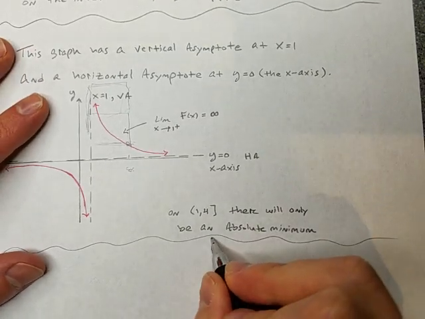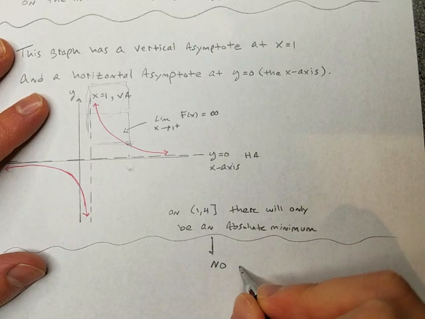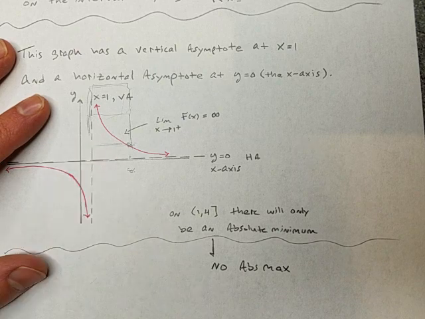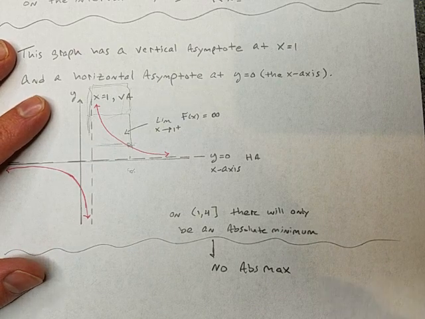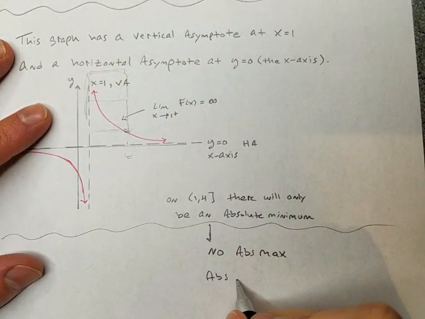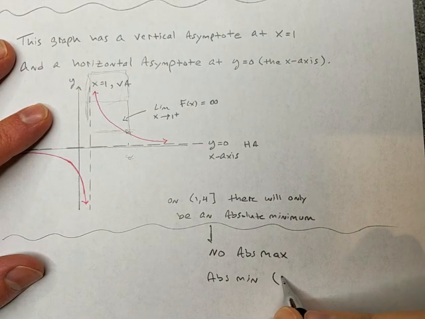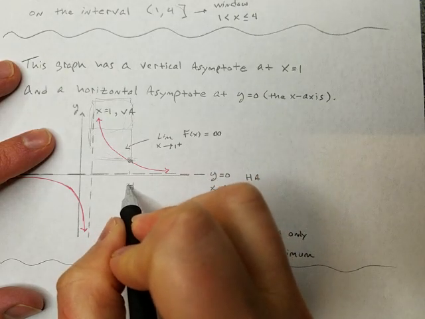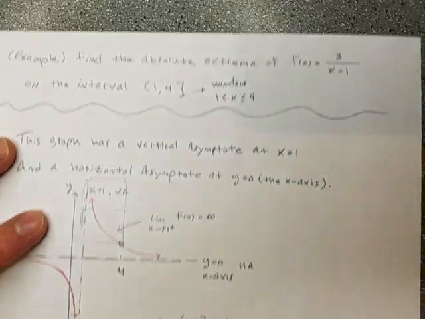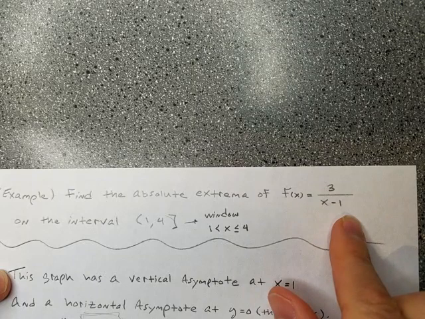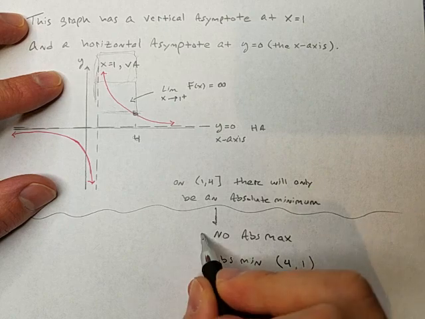So for this one, there is going to be no absolute maximum on that interval for this curve. There just can't be a point that is the highest because it climbs to infinity within that window. And then the absolute minimum is going to be at x equals 4, corresponding to this point right there. And what's the y coordinate? It's going to be 3 over 4 minus 1, the y coordinate of the point. 3 over 4 minus 1 is 3 over 3, which is 1. All right, so 4 and 1. No absolute maximum.